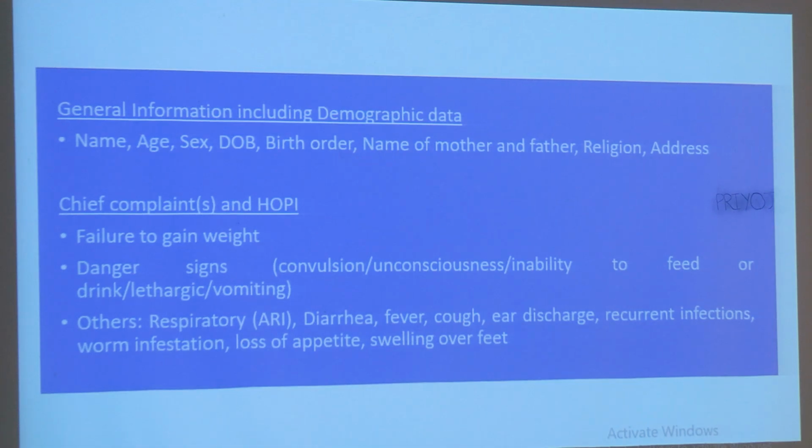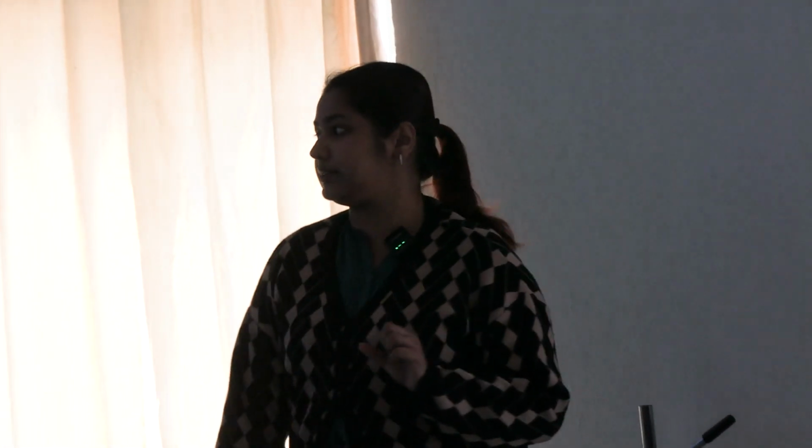চিফ কমপ্লেন্ট অ্যান্ড হিস্ট্রি অফ প্রেজেন্ট ইলনেস, usually there is failure to gain weight, then there can be danger signs. In this case there is no danger sign as of yet, but there can be danger signs like convulsion, unconsciousness, inability to feed or drink, lethargy, vomiting, etc. ঠিক আছে? So all these cases can happen. And আর কি হতে পারে? What are other diseases that the child can present with?